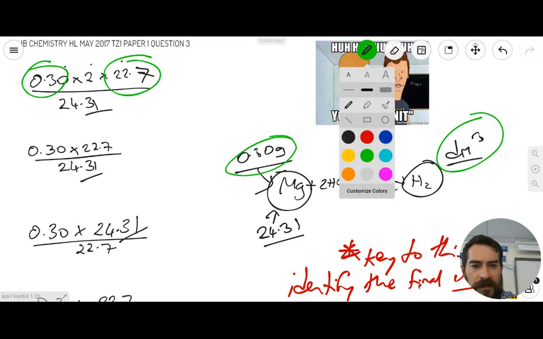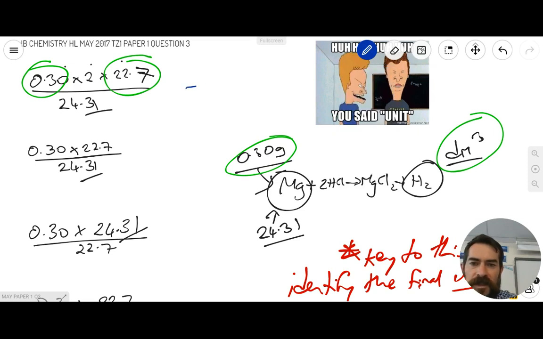So let's get a different colored pen here. We're going to use blue. And what I'm going to do is write the units beside the numbers. So the 0.30 will give us units of grams for the mass of magnesium. The 2 has no units that you can spot at the moment. I'll come back to that in a second. The 22.7, as we said, I'm just writing units, was supposed to be decimeters cubed per mole. The 24.31 then would have units of grams per mole.